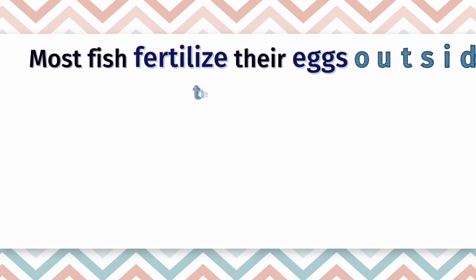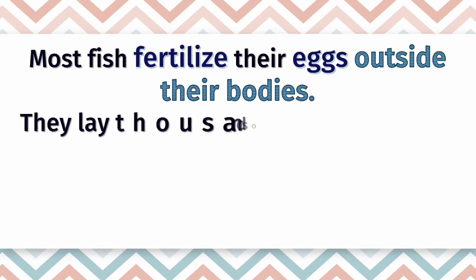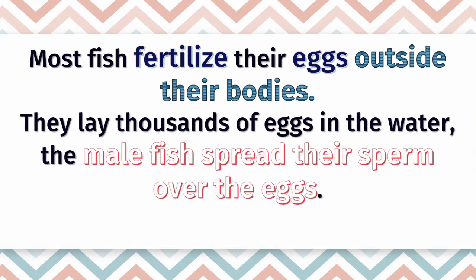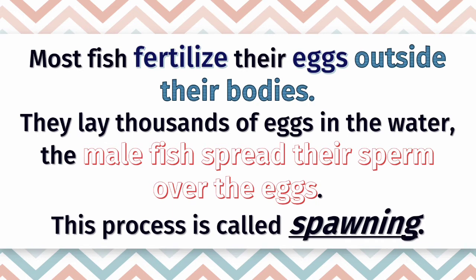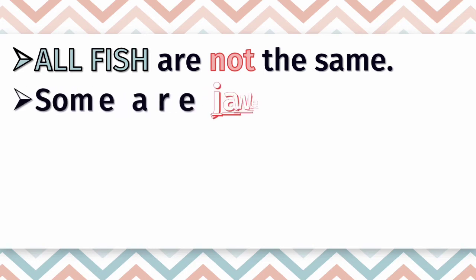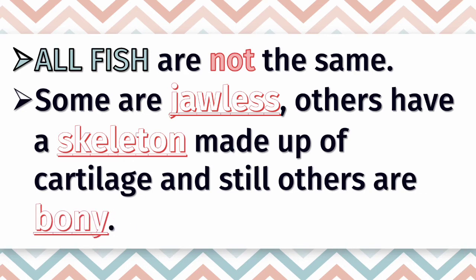Most fish fertilize their eggs outside their bodies. They lay thousands of eggs in the water and the male fish spread their sperm over the eggs. This process is called spawning. All fish are not the same. Some are jawless, others have a skeleton made up of cartilage, and still others are bony.